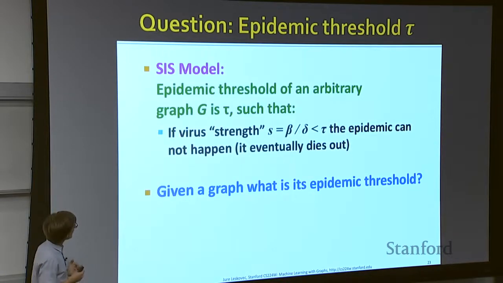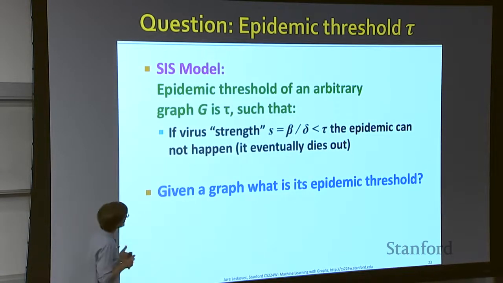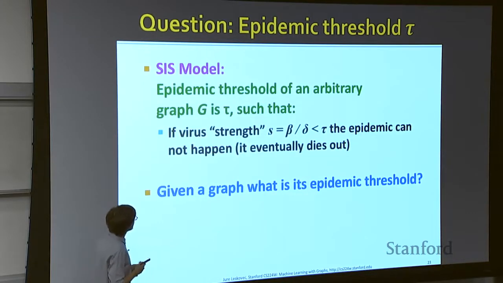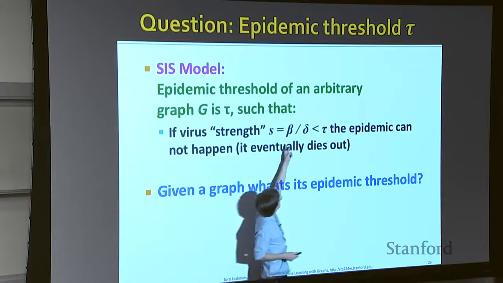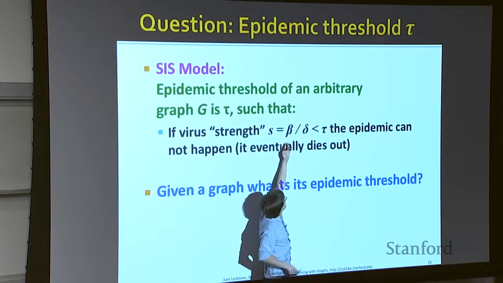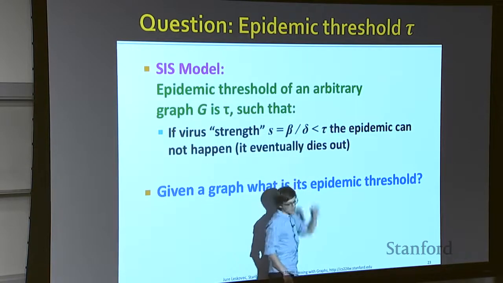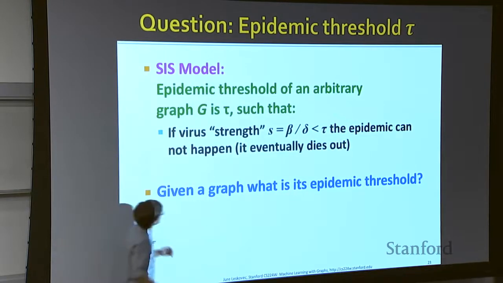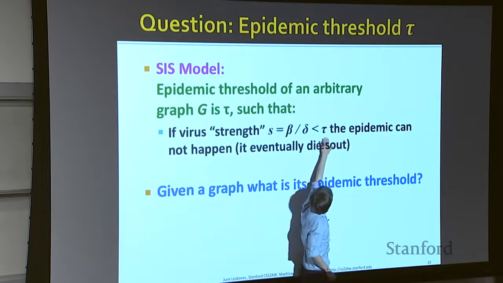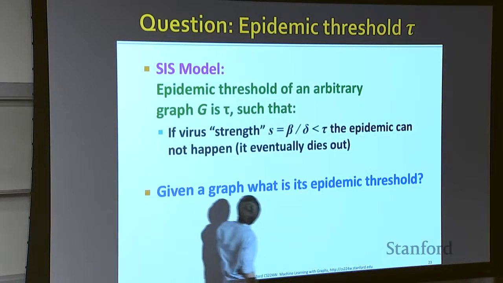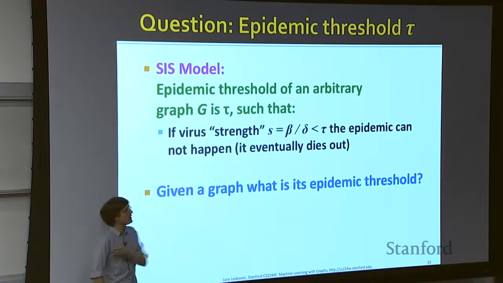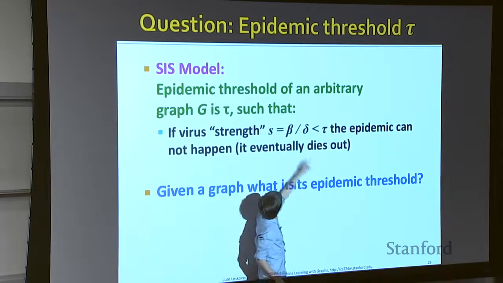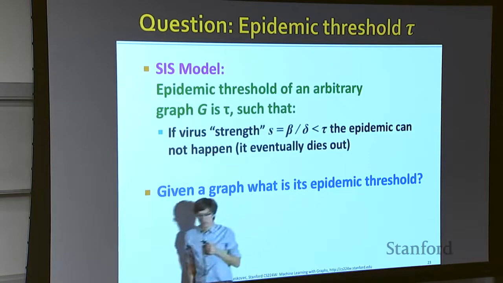So what we are really interested in is this notion of epidemic threshold, kind of an equivalent of R0, that will say, given this virus strength, beta over delta, where beta is the infectiousness and delta is the healing rate, then if this is below some epidemic threshold tau, the epidemic will eventually die out, right? And the question is, for a given graph, what is this epidemic threshold?